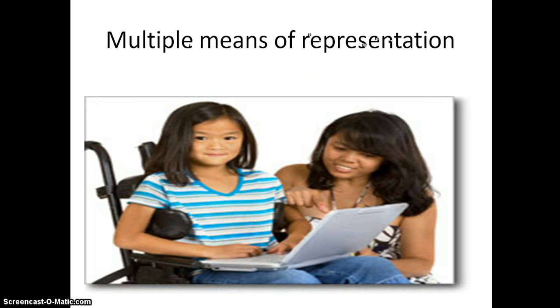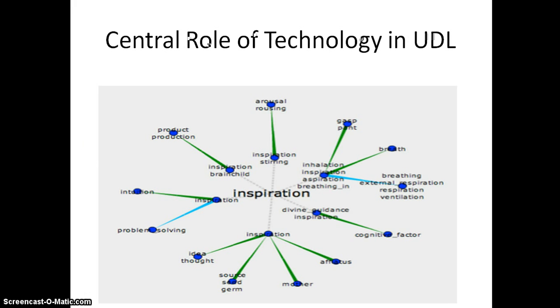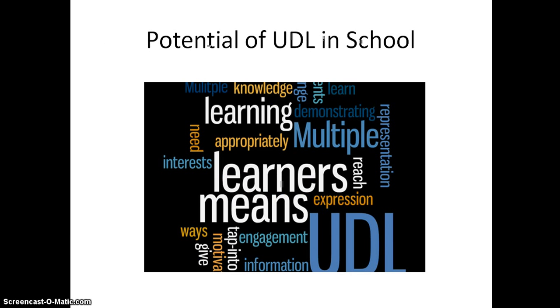Multiple means of representation. A student in a wheelchair is able to use the laptop in order to get some of her work done. The central role of technology in UDL, of course, goes back to inspiration, and as you can see, this is a web of different things and ideas on what you have to use in order to make UDL successful.